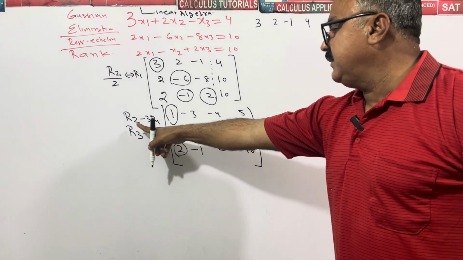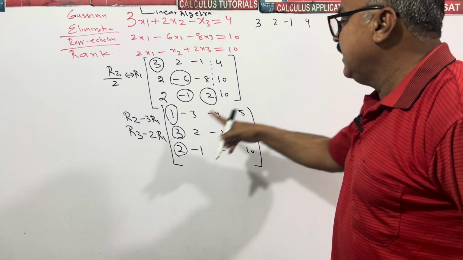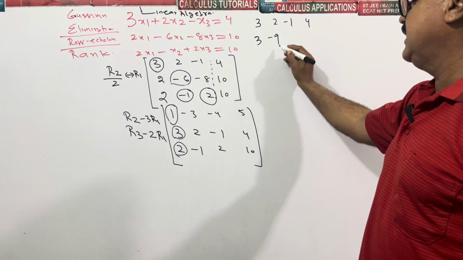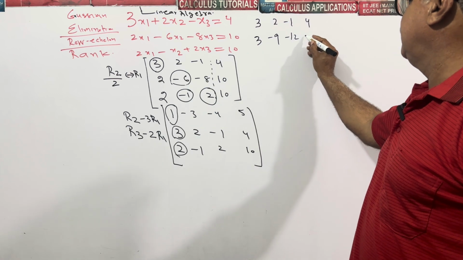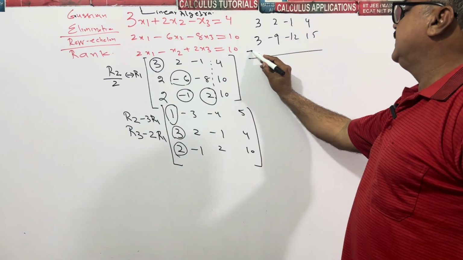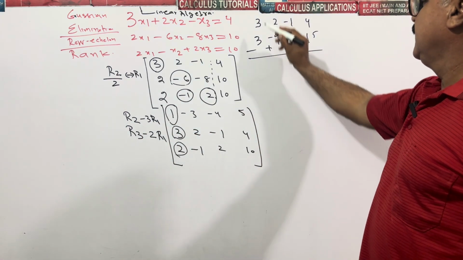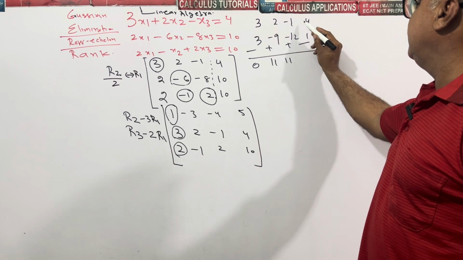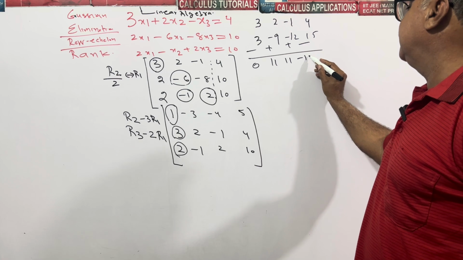Multiply R1 3 times. R2 I have written. Multiply R1 with 3, it will become 3, minus 9, minus 12 and 15. We have to subtract, changing the symbols. Now we have 0, it will become 11. It's also 11. Positive 4 minus 15, it's minus 11 as well.